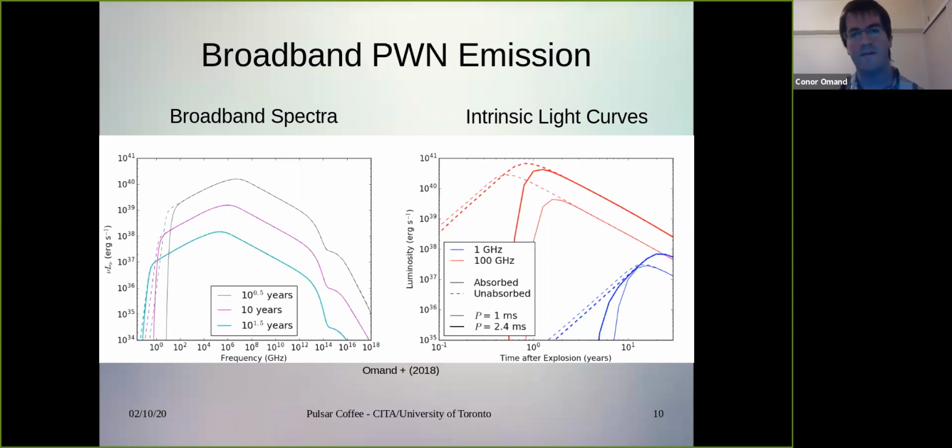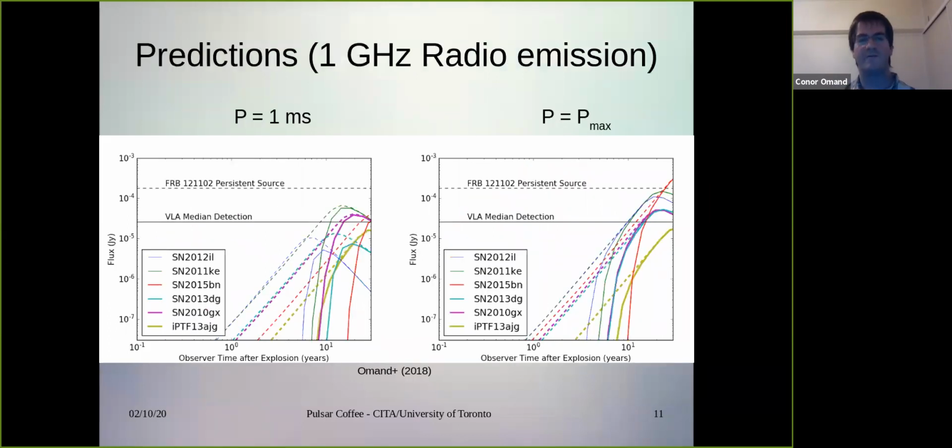So let's look at the 1 gigahertz emission, taking into account, say, redshift and how far away the supernovae are. So you can see the absorbed and unabsorbed in solid and dashed here. For 1 millisecond P min, we see that a couple of them are not bright enough to ever be at our detection limit here, but a few of them are, again, time scale of 10 years. This was the persistent source emission from FRB 121102. We expect that if it was a pulsar that we could maybe see something similar in our models.